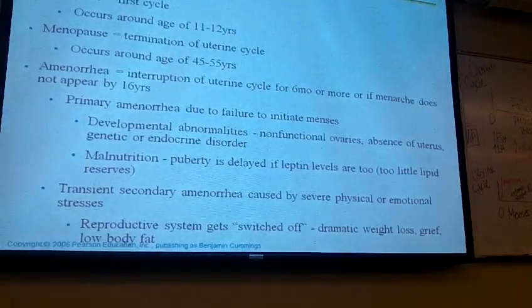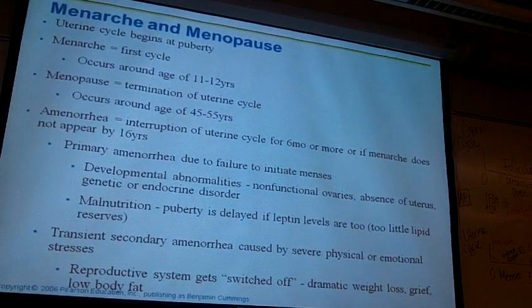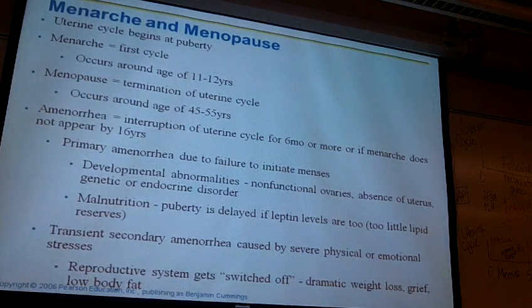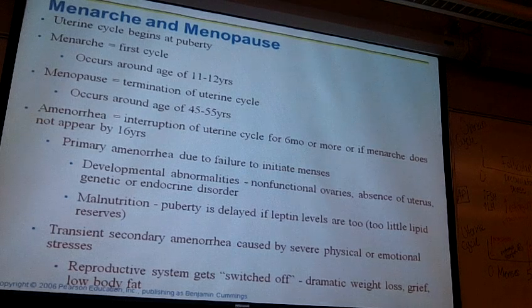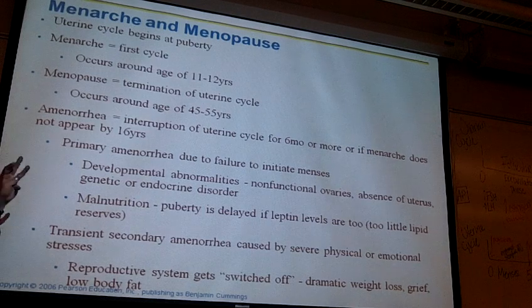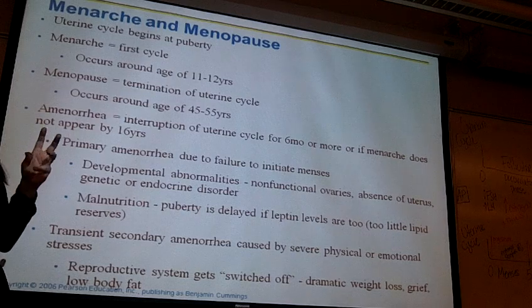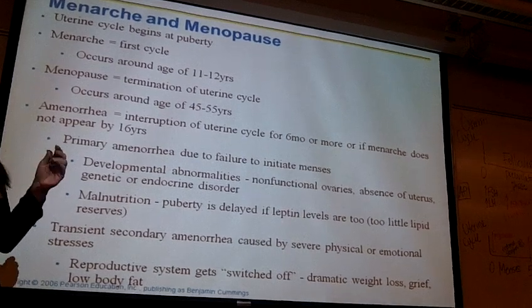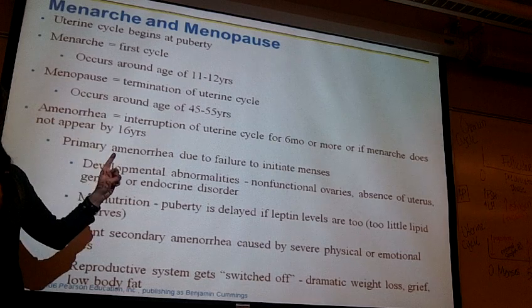Okay, so just a note about menarche and menopause. Menarche, by definition, is the very first cycle, and this occurs around 11 to 12. Now, we are seeing females starting puberty earlier than we used to. But I just saw a report where it says even though females are starting the pre-puberty phases earlier, the first actual cycle hasn't really changed that much.